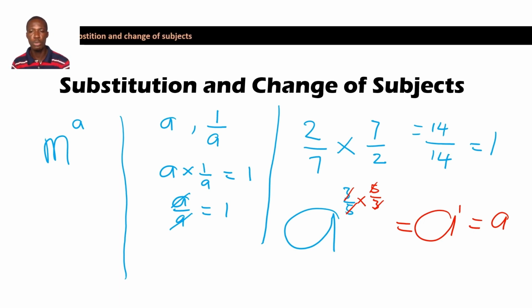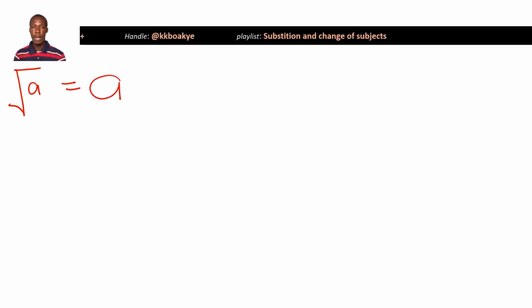So we've been able to look at the inverse of a number and then how to get rid of an exponent. You can replay the video anytime you want to go back to it. Note that radicals are actually exponents. So if you know how to get rid of exponents, getting rid of radicals should be easier for you. If you have root of a, it means a to the power half.